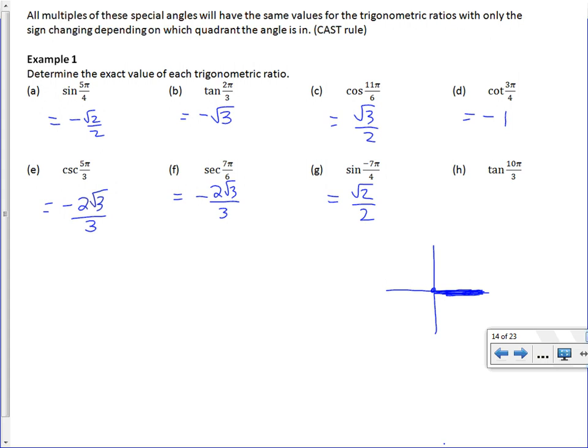Okay, tan of 10 pi over 3. What's wrong with 10 pi over 3? That's bigger than 2 pi. But that's the power of a circle. You can keep going and going and going, right? Arc lengths, angles, we've talked about this with angular velocity. You can keep going around.